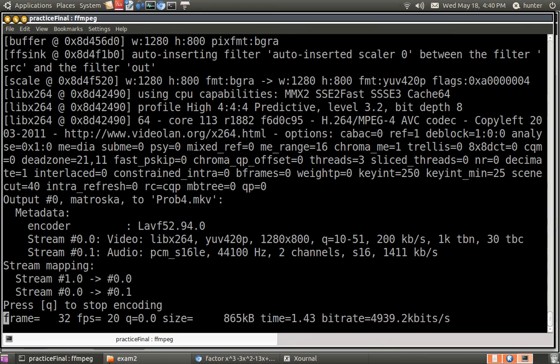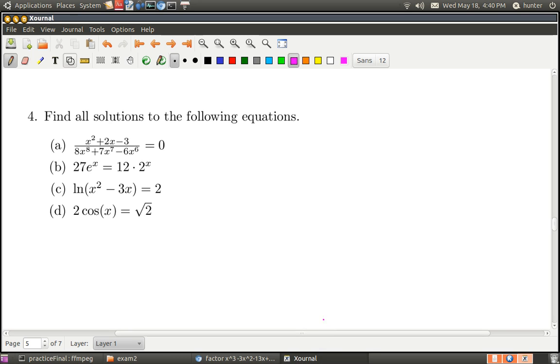Next on the agenda is problem 4. Here's problem 4. Find all solutions to the following equations. So I just have to solve 4 equations. This first one looks complicated, but it's a trick because we know that whenever you have a fraction set equal to 0, the only things that can make the fraction 0 are the things that make the numerator 0. So I have actually the fairly easy task of just solving x squared plus 2x minus 3 equals 0.